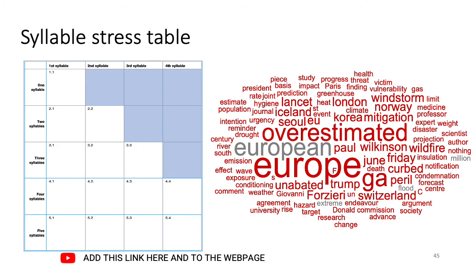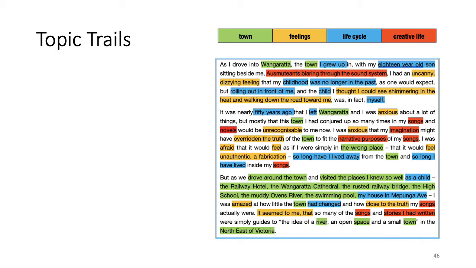Another task we do is a pronunciation activity. We ask the students to look at the word cloud and copy some of the words into the cells like this. So you can see that curbed is a one-syllable word, hazard is a two-syllable word with the stress on the first, prediction is a three-syllable word with the stress on the second. So that's where the students position the words. There's a video and a web page which you can have a look at later.